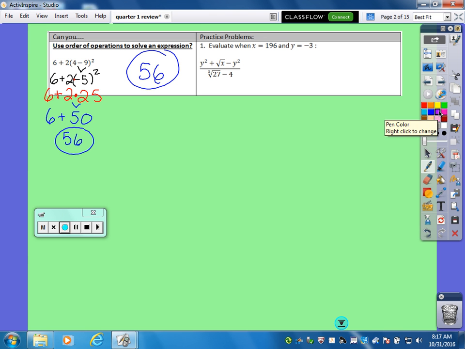Alright, to solve this one, let's go ahead and plug in our x and our y. So my y squared is (negative 3) squared. See how I put those parentheses with the squared outside? That's because I want all of y squared, not just the 3 part. I've got to put those parentheses in there. Then I've got to say plus the square root of 196 minus another y squared. So parentheses negative 3 squared. So I plugged in this negative 3 for these y's, plugged in this 196 for this x.